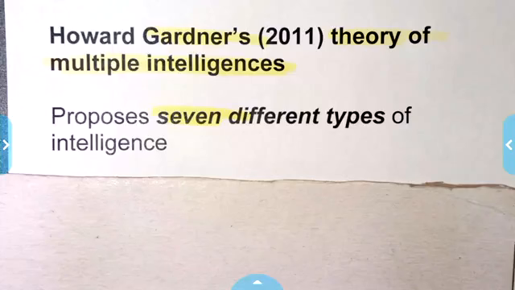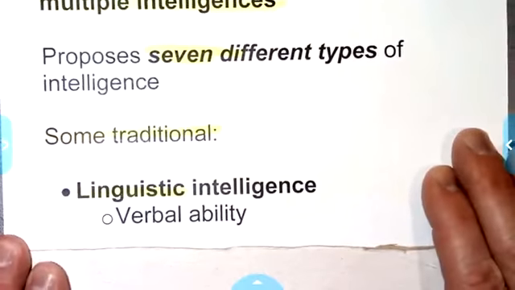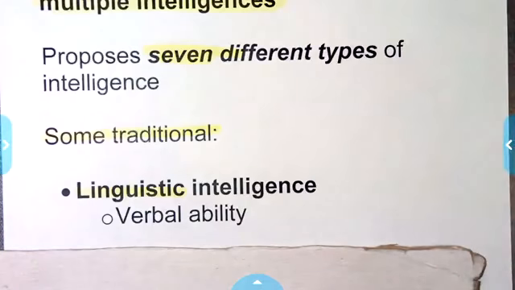Gardner proposes 7 different kinds of intelligence. And in truth, he doesn't limit himself to 7. He says there may be more than 7. But his current version of his theory talks about 7 different kinds of intelligence. Some of these are the same kinds of intelligence that are measured by traditional IQ tests. For example, in Howard Gardner's theory of multiple intelligences, one form of intelligence he calls linguistic intelligence. This is verbal ability, and that is one of the abilities that's measured by all of the traditional IQ tests.